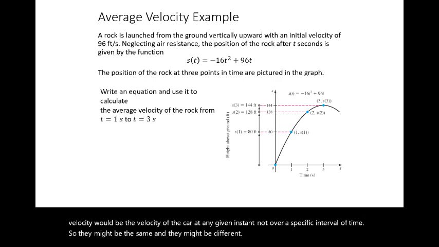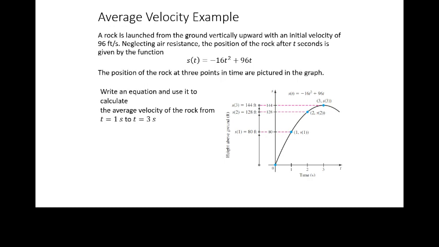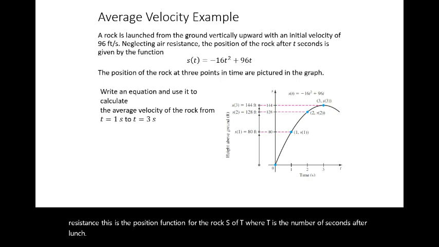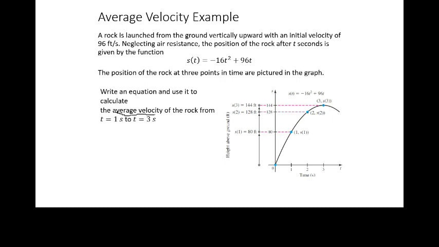So here's another example of average velocity. Let's say that you have a rock that is launched vertically from the ground with an initial velocity of 96 feet per second. Neglecting air resistance, this is the position function for the rock, s of t, where t is the number of seconds after launch. The graph of s of t is given here, and there are 3 points selected: s of 1, s of 2, and s of 3. We are going to use this equation and the given points to find the average velocity of the rock from 1 second to 3 seconds.